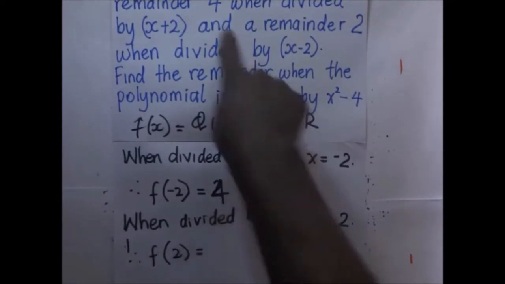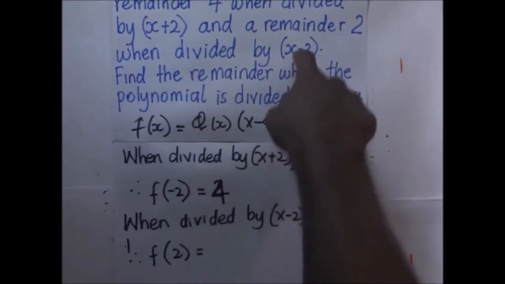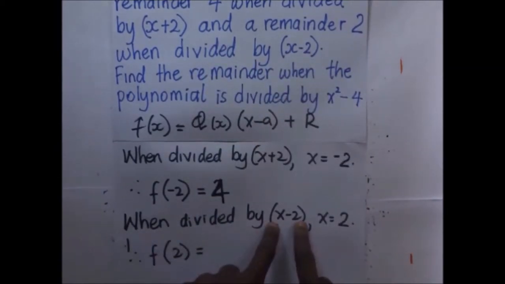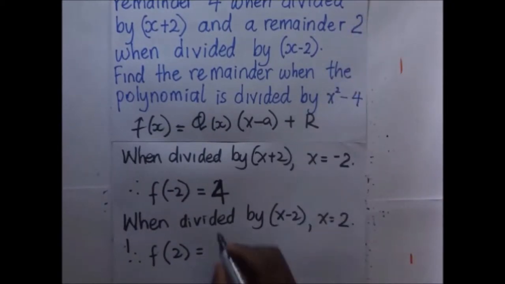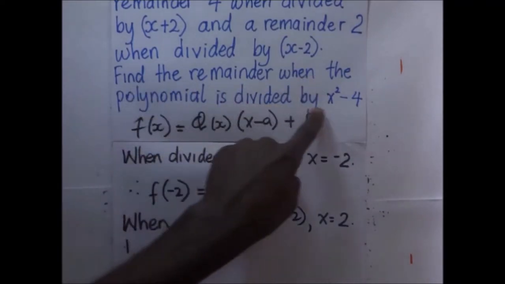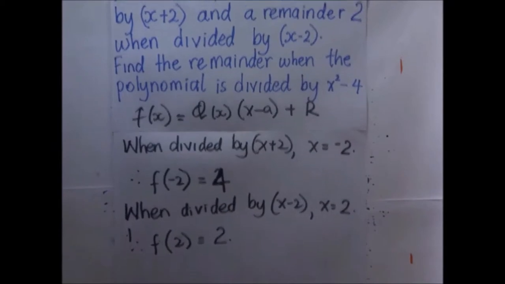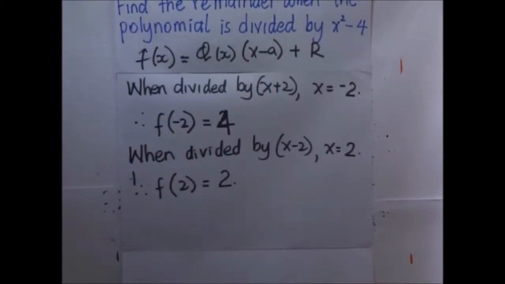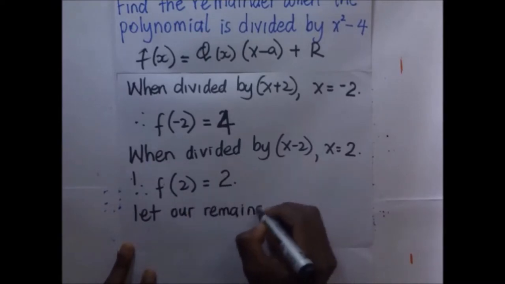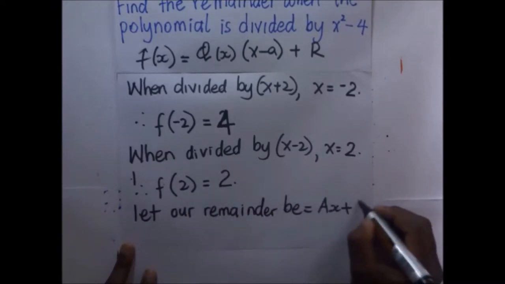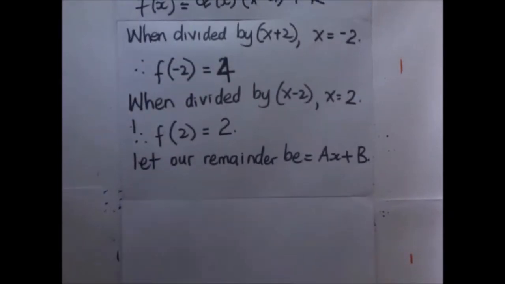And the remainder is 2 when divided by x minus 2. So when it's divided by x minus 2, our value of x is going to be 2. When we put 2 in the place of x, our remainder is supposed to be 2. They're asking us to find the remainder when the polynomial is divided by x squared minus 4. So let our remainder be ax plus b.